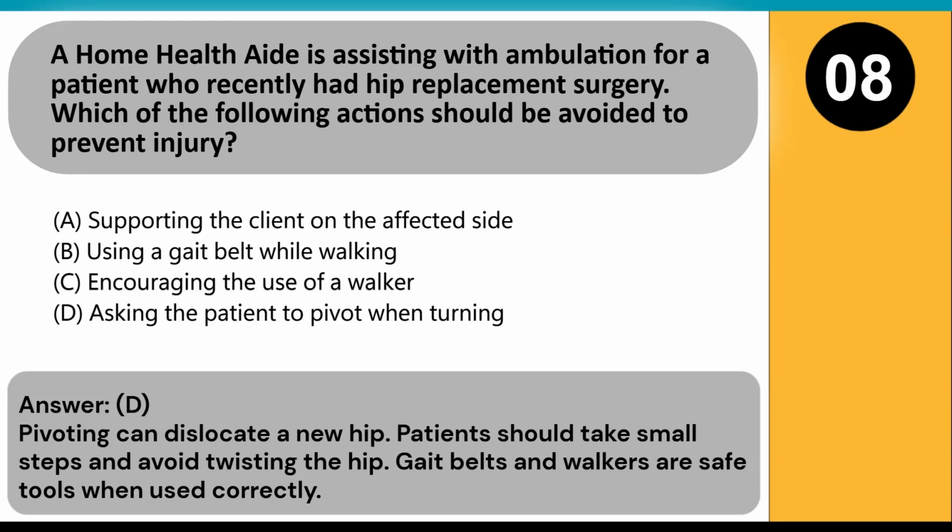Answer: D. Pivoting can dislocate a new hip. Patients should take small steps and avoid twisting the hip. Gait belts and walkers are safe tools when used correctly.